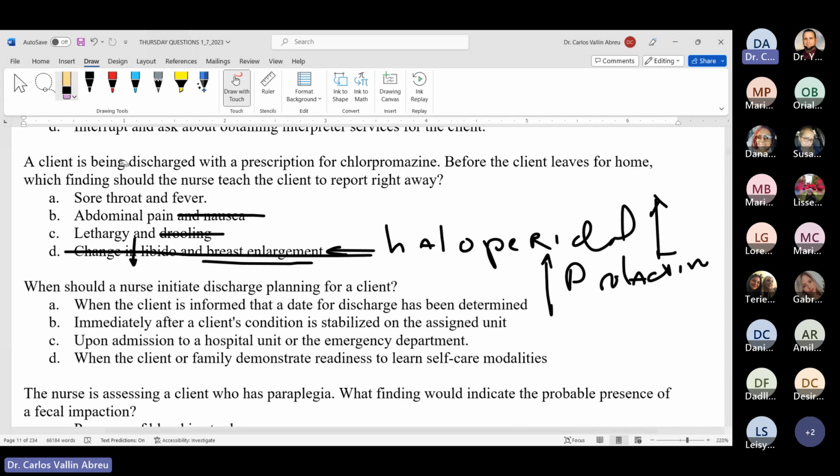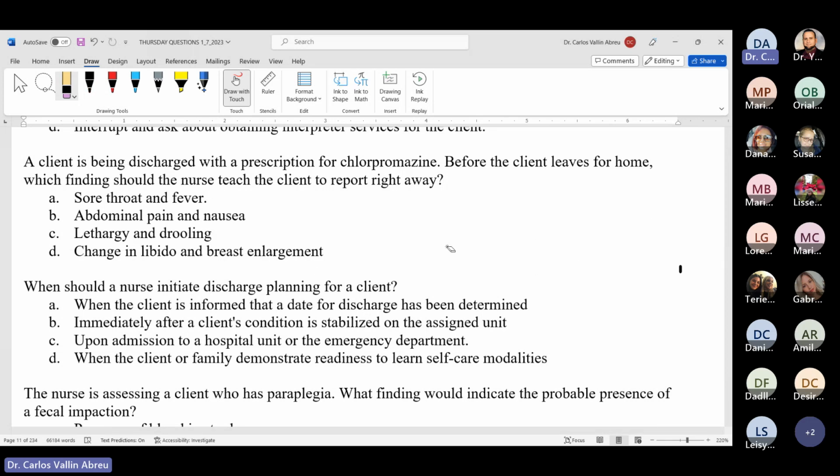The answer is A. Now suppose the other scenario: you don't have the least idea of what chlorpromazine is. Which of these conditions can kill the client?